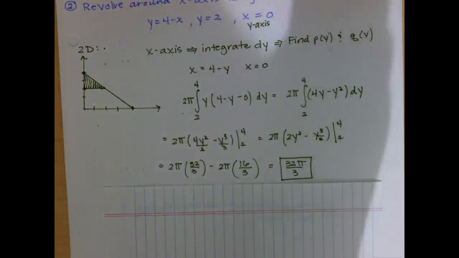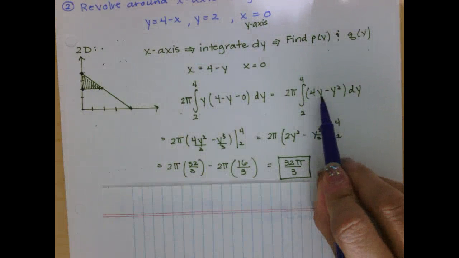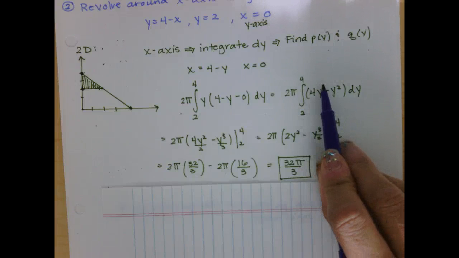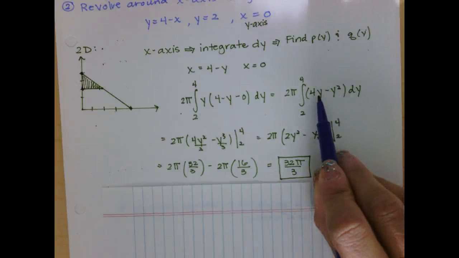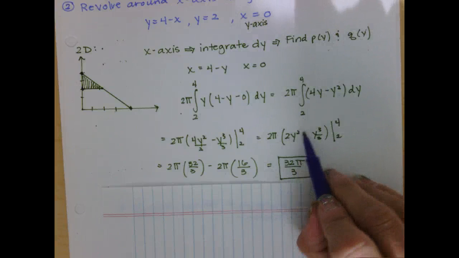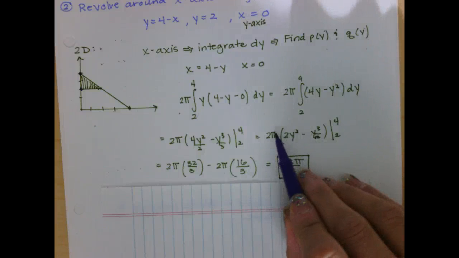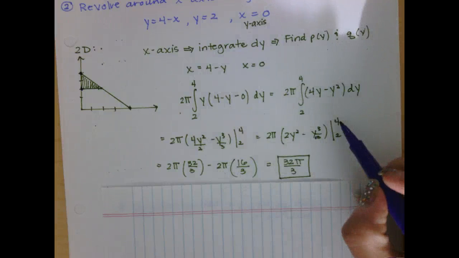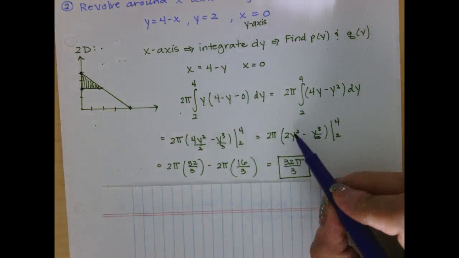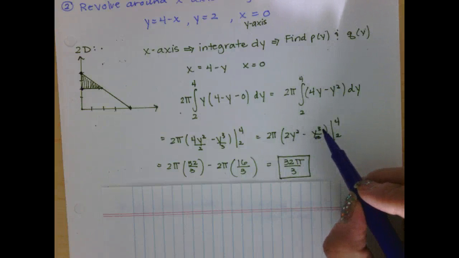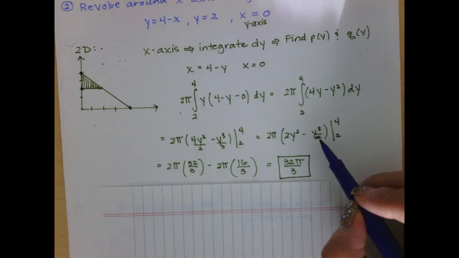So remember that we are using the power rule to integrate each of these terms. For 4y, we're going to raise the power to 2, y squared, and divide it by 2. So that simplifies to 2y squared. Over here we're going to add 1 to get y cubed and divide it by 3. We can't forget our 2 pi that we pulled out. Let's plug 4 into all of that. 4 squared is 16. 16 times 2 is 32. And then over here 4 cubed is 64, and 64 divided by 3 is a fraction.